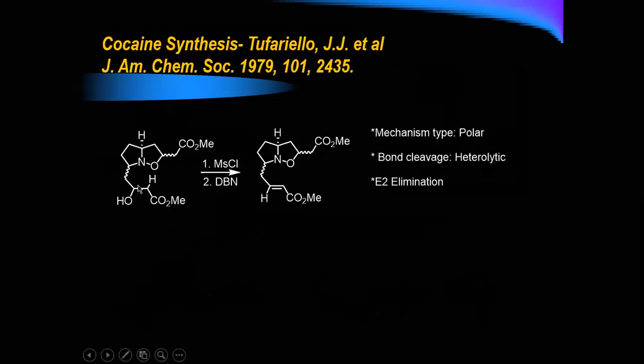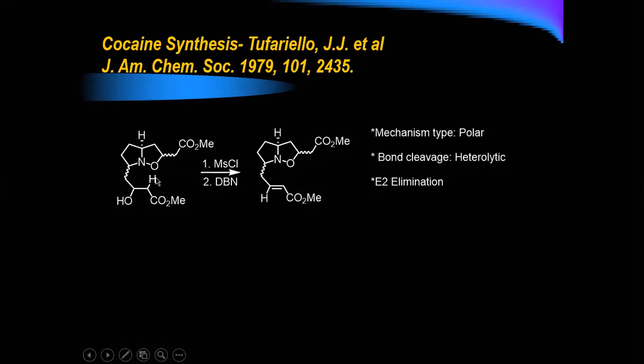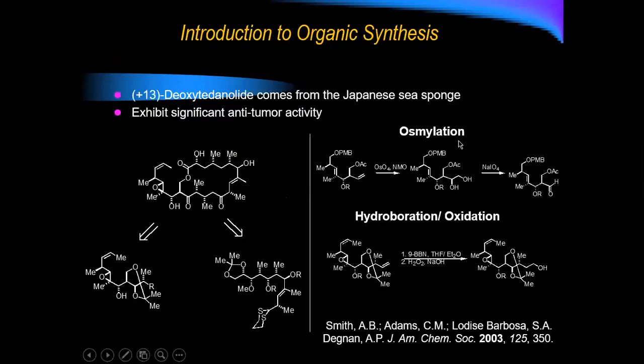So this is the overall synthesis for that elimination part. First you treat the alcohol with mesyl chloride, then you add the base to eliminate. It's an E2 type elimination. All your bond cleavages are heterolytic, all your bond formation heterogenic, and it's a polar mechanism. All right, I've got 7 minutes. Y'all want to do this one?